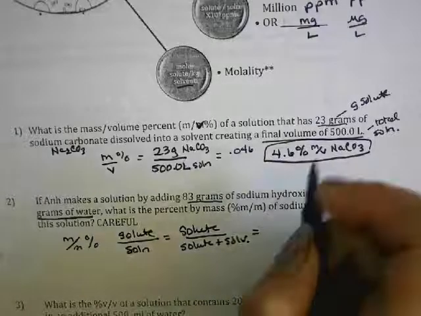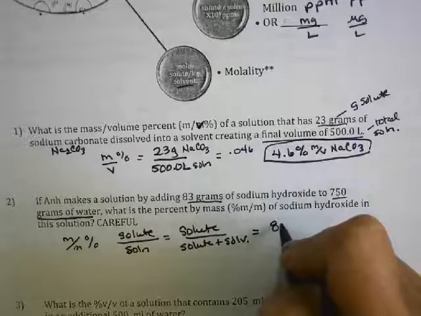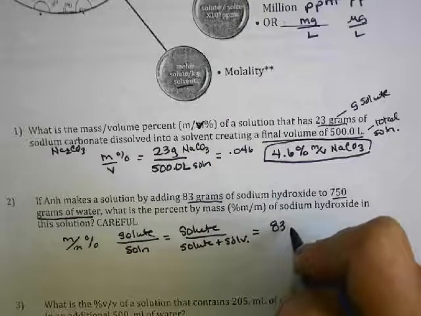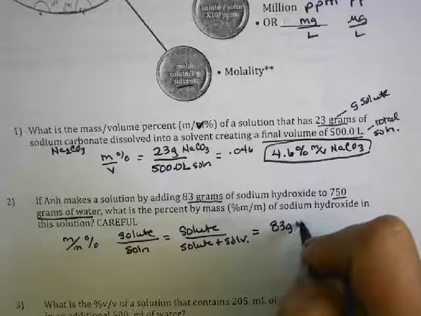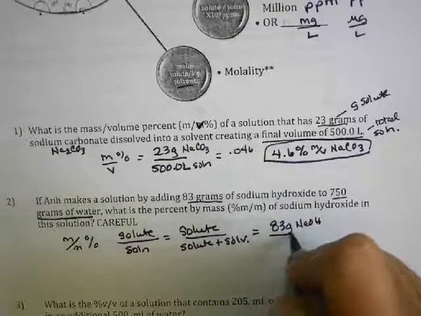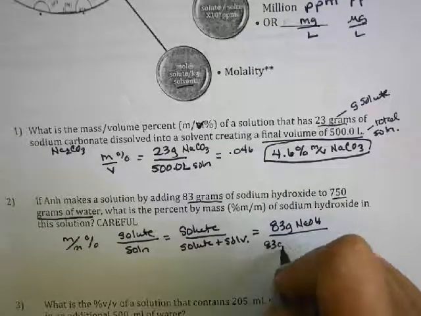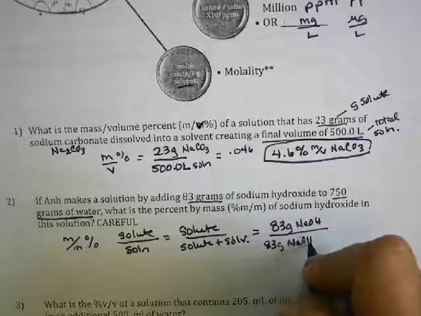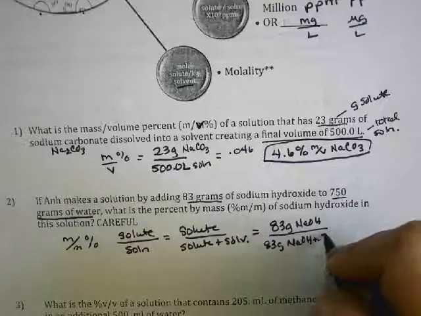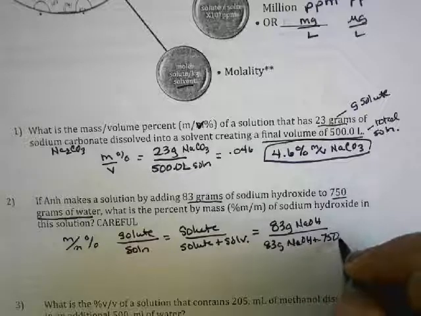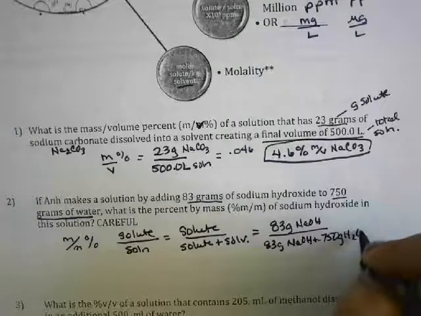So here we need to take the 83 grams of sodium hydroxide and put it over the 83 grams of sodium hydroxide plus the 750 grams of H2O.